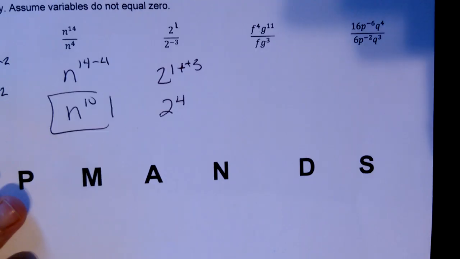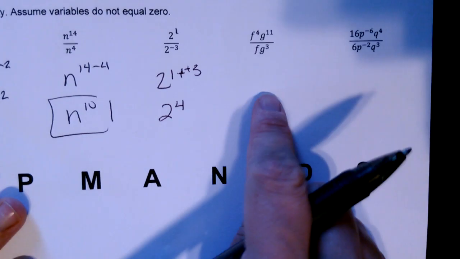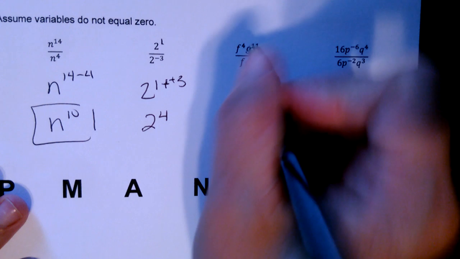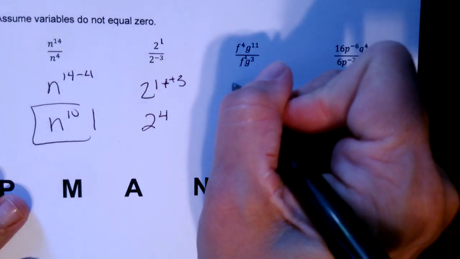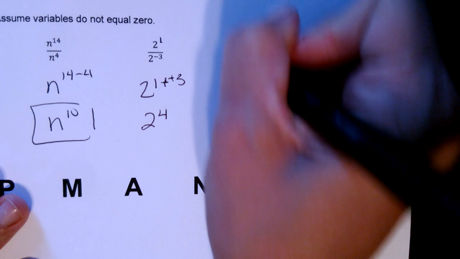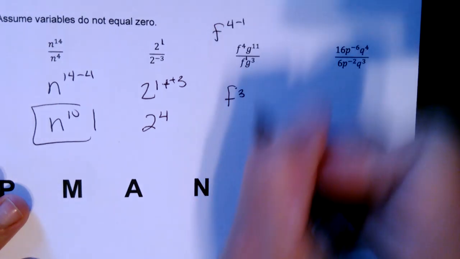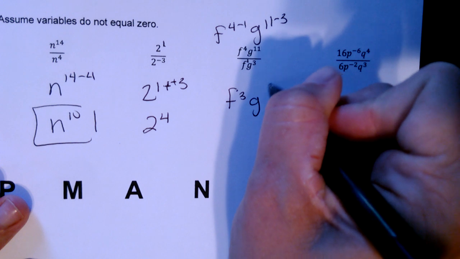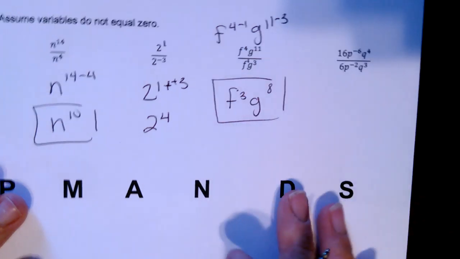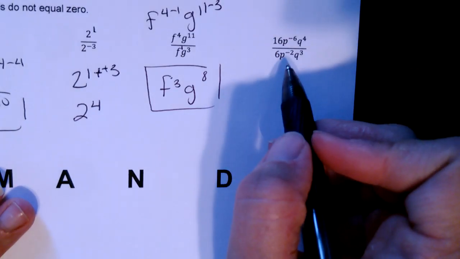Next one here, you've got a couple of different variables that we're working with. With the f's, you're going to do 4 minus 1 and get f to the third. With the g's, you're going to do 11 minus 3, which will bring that to an 8. You'll deal with your numbers. 16 over 6, they both divide by 2, getting you down to 8 over 3.